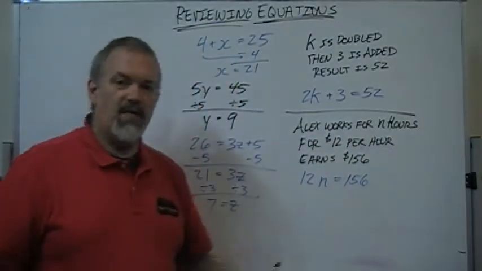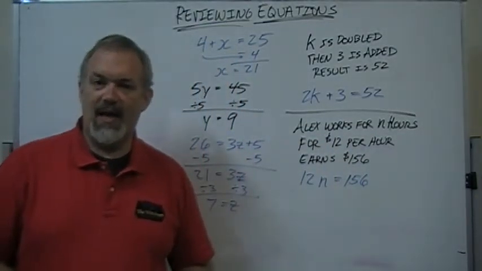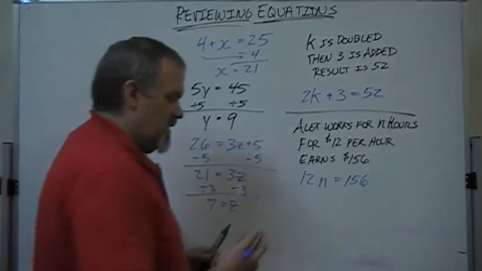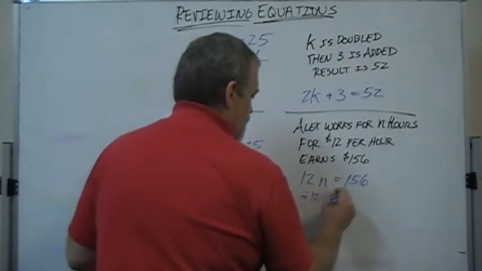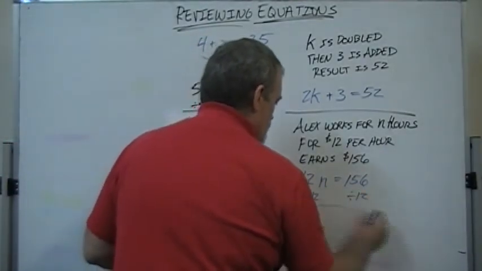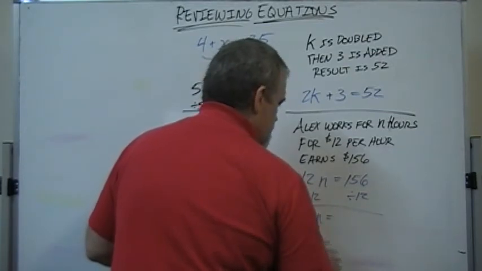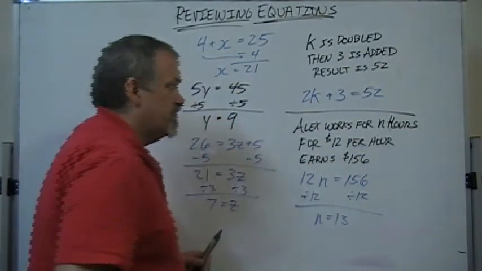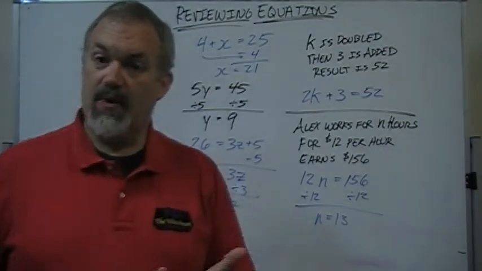And again, we could solve that if we wanted to and figure out how many hours he worked. In this case, if we did that, we'd just divide by 12. And we'd find out that n is equal to 13 hours. And that is how we do equations.